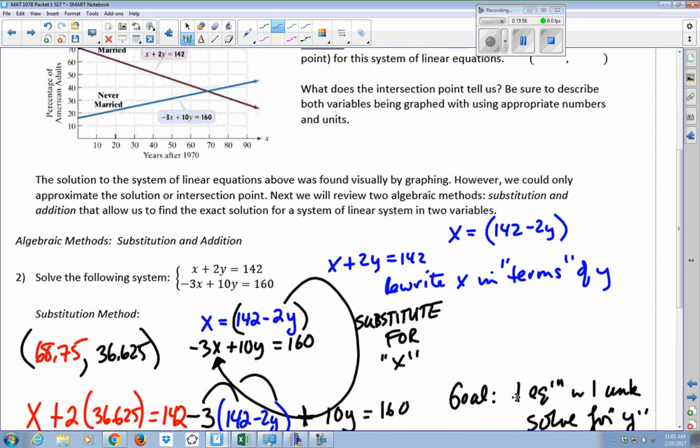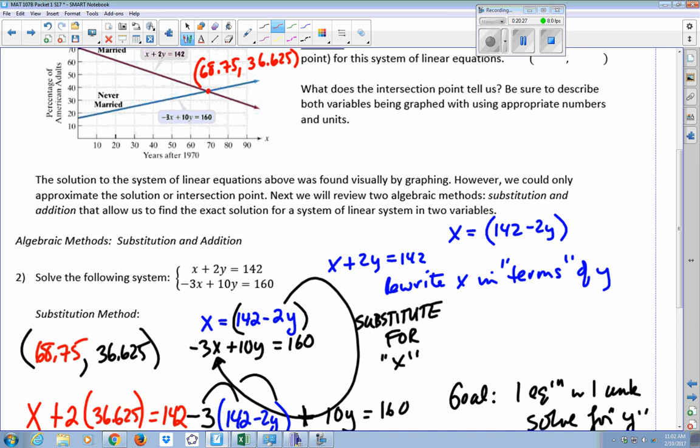That's right. So where these two lines intersected back here, Jesse, that point exactly, we could only estimate if we were just looking at the graph, but now we've done the algebra, and the algebra tells us that point has these coordinates. So basically, 68 3/4 years after 1970, 36.625% of the population will be both married and never married.